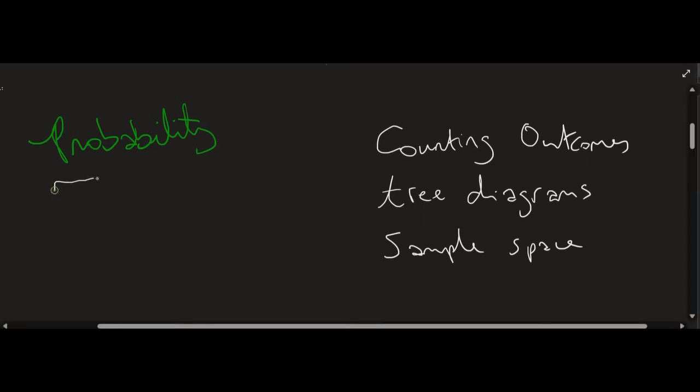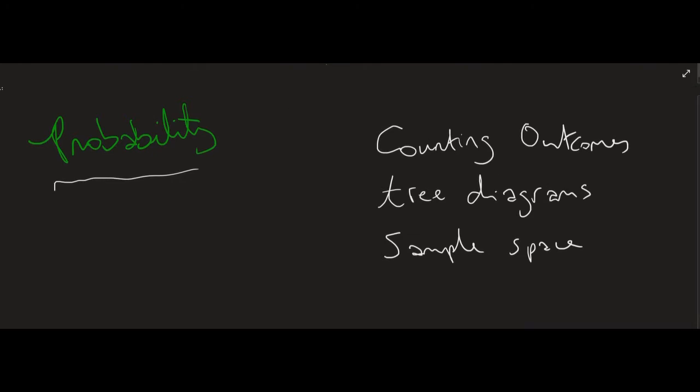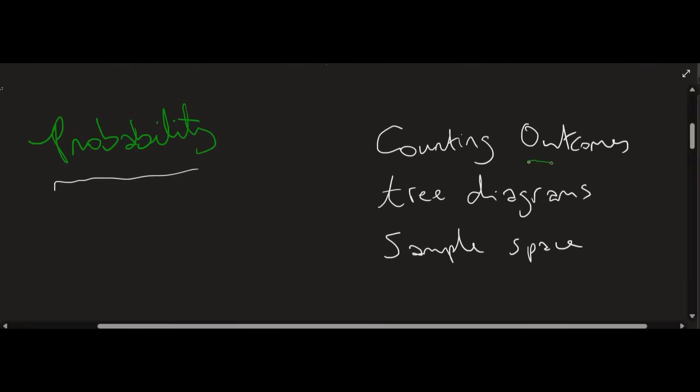Alright, welcome to the video series on probability, and in this video we're going to have a look at counting outcomes. So firstly we'll see what outcomes are, and then we'll look at ways to visually represent them with tree diagrams and also the idea of the sample space. So firstly, let's have a look and see what exactly outcomes are.